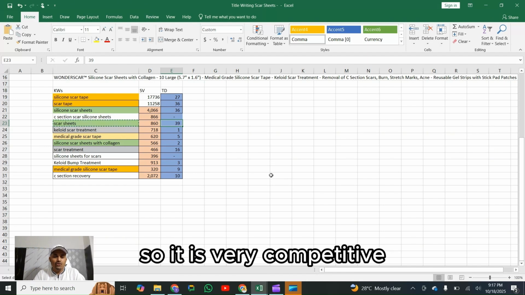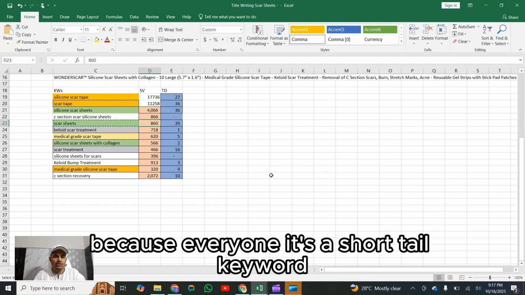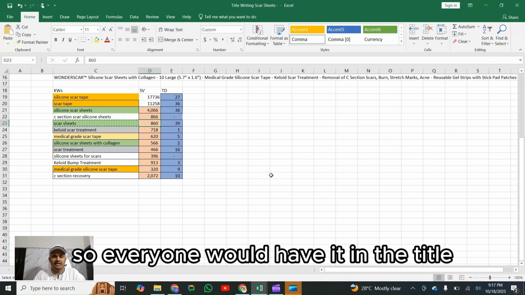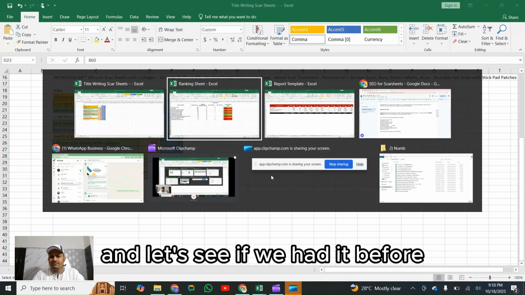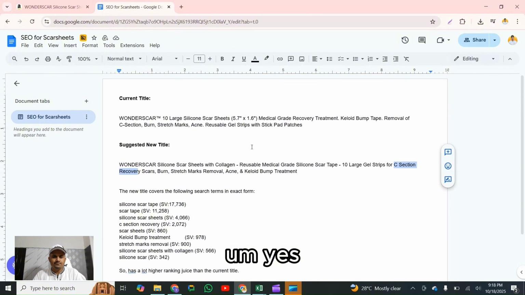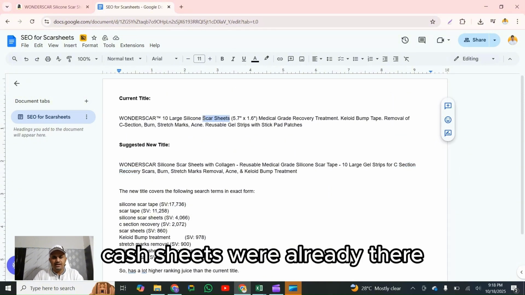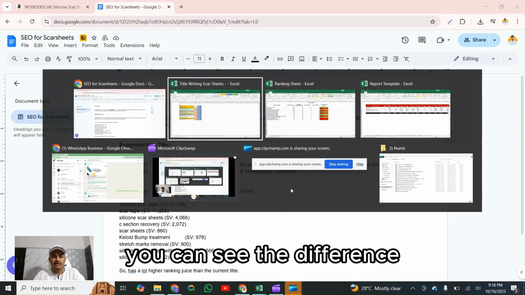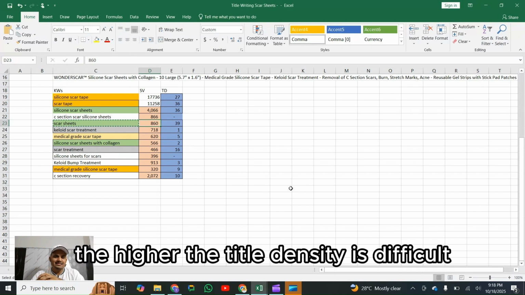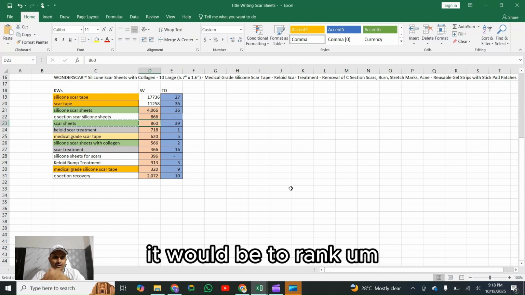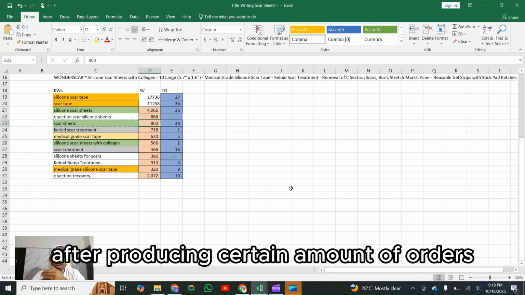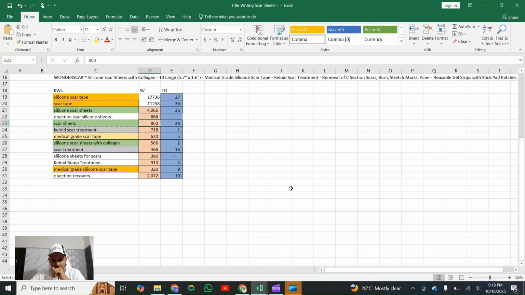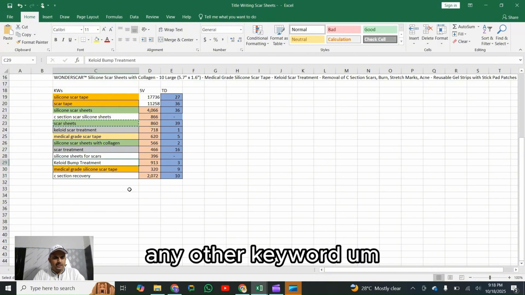So it is very competitive because it's a short tail keyword, so everyone would have it in the title. And let's see if we had it before. Yeah, scar sheets were already there. So I mean, you can see the difference. The higher the title density is, the more difficult it would be to rank after producing a certain amount of orders. Let's see any other keyword.